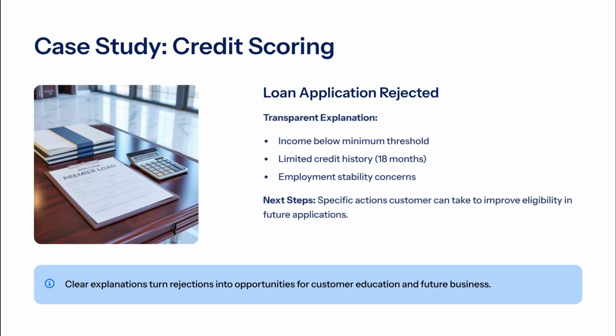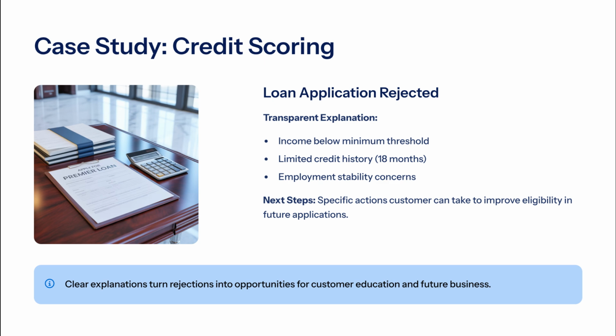A customer applies for a small loan and is rejected. A bad response would be, "The system said no." That's opaque and it feels unfair. A transparent response would be, "Our system looks at three factors: income, credit history, and employment stability." An explainable response goes further.